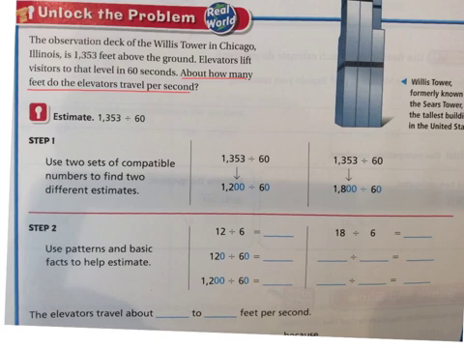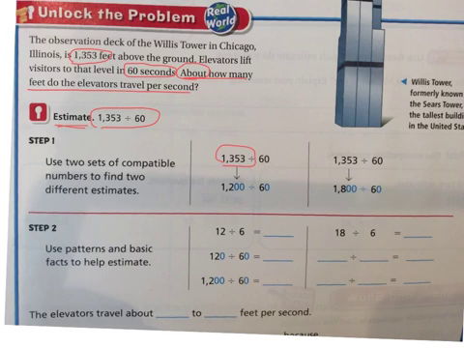The tower in Chicago, Illinois, goes 1,353 feet above the ground, and the elevator lifts a person to the level in 60 seconds. Is there any other key word that we need to solve this problem, to make sure we solve it absolutely correctly and do exactly what the question is asking? We need to find about how many feet it travels per second. Is it important that the question's asking us only about how many feet? Yes.